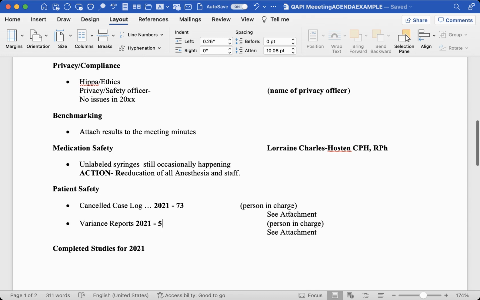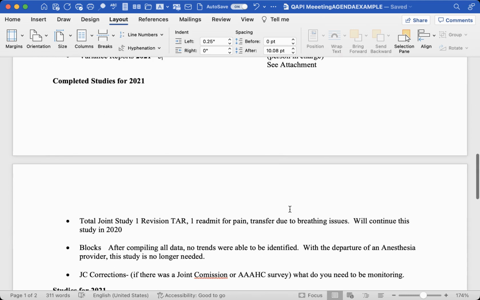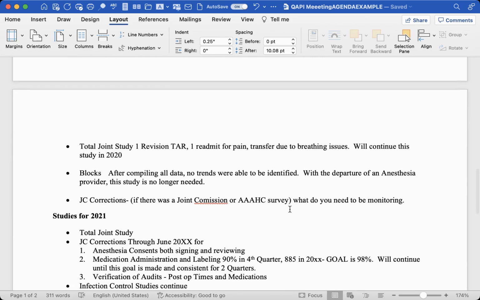Then you talk about patient safety, the canceled case log, how many you had so far, and of course your variance or incident reports, and that information summary would be attached to this QAPI meeting. You'd also talk about what studies you've done. Depending on your state, you're required to do at least 2 studies per year. And this facility did a total joint revision, and they discussed that here.